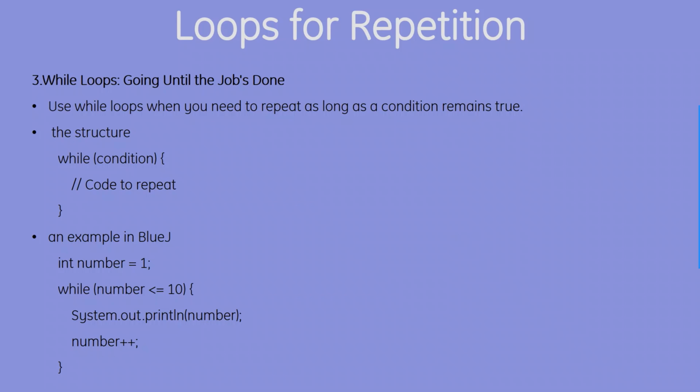So what will be the output of this program? It will be 1, 2, 3, 4, 5, 6, 7, 8, 9, 10. After 10, when the number is incremented to 11, it will check the condition. 11 is definitely not less than or equal to 10, so the condition is false and it comes out of the loop.